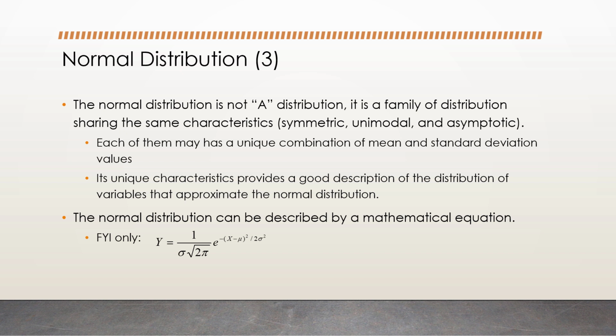Also, the normal distribution is not just a distribution. It is a family of distributions sharing the above-mentioned characteristics. What differentiates one normal distribution from another is their mean and standard deviation values. Here, I provided the equation that expresses the normal distribution mathematically. You can see in this equation that a combination of the mean and standard deviation values determines a specific normal distribution.